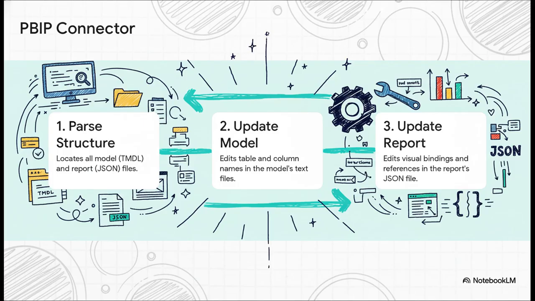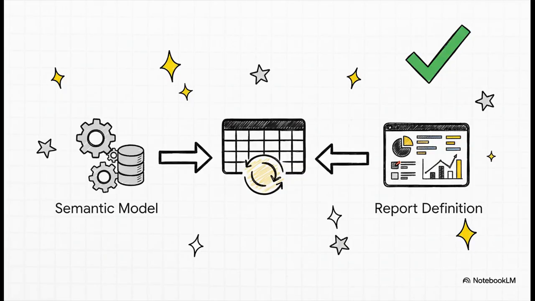First, it scans that project folder and finds all the right files. Then it does a simple find and replace on the text files that define your data model. But, and this is the magic trick, it also opens up the report's JSON file and does the exact same find and replace on all the visual references. It's editing both layers at the same time. And the result? Well, it's exactly what we were dreaming about at the beginning.